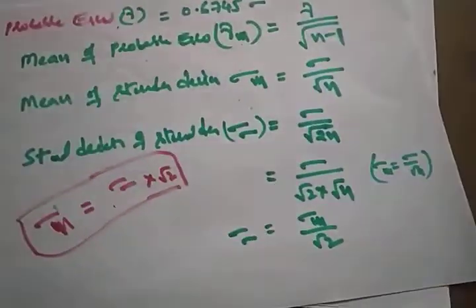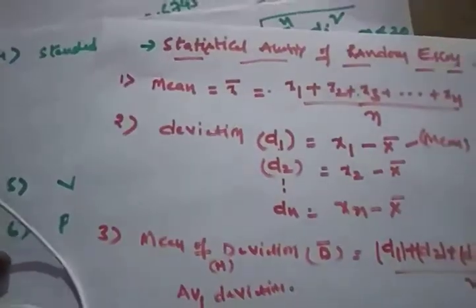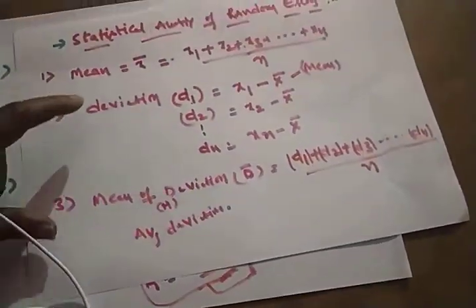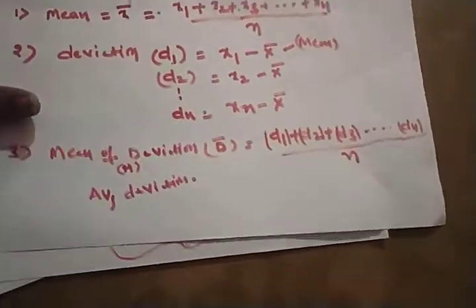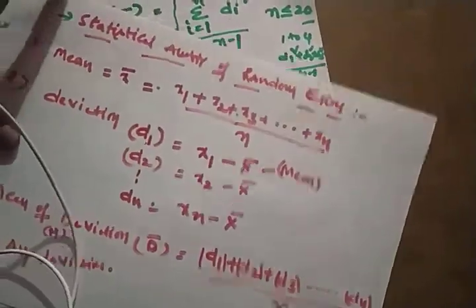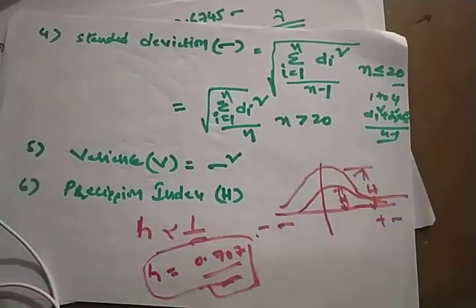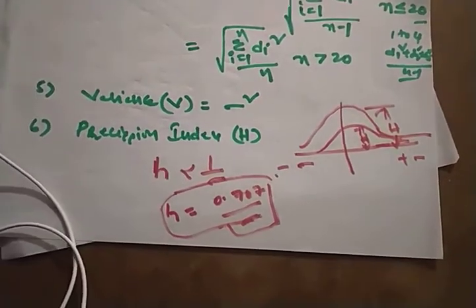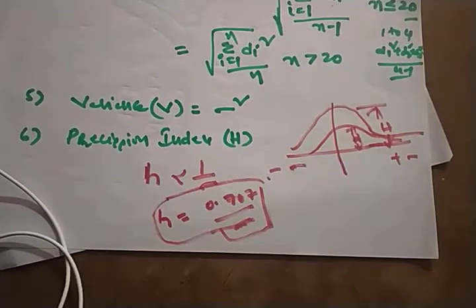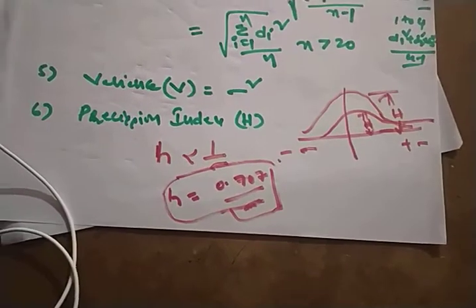I'll once again explain the formulas. What are the formulas that we derived till now? The first one is the mean value, the second one is the deviation value, and the third one is the mean of deviation, d1 plus d2 plus d3 plus d4 and so on by n. After that, what is the standard deviation? Sigma, i equal to 1 to n di square by n minus 1. What is the variance? Variance is nothing but sigma square. So what is the precision index? Precision index means height of that measurement. So what is that height? H is equal to 0.707 by sigma.